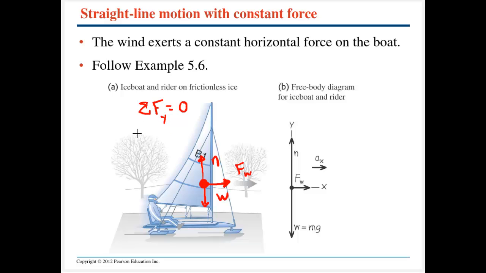In the x direction, I would write what are the sum of the forces in the x direction. That's going to be equal to the force of the wind, and that's got to be equal to the mass times the acceleration of the boat. So the acceleration would be in the x direction. On my free body diagram, I draw my acceleration right over here.